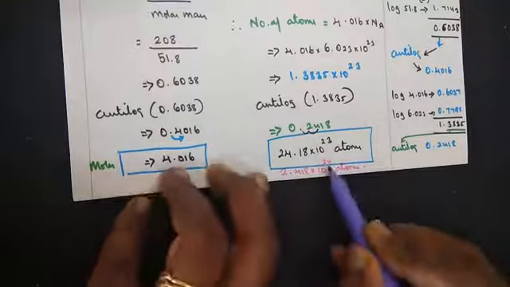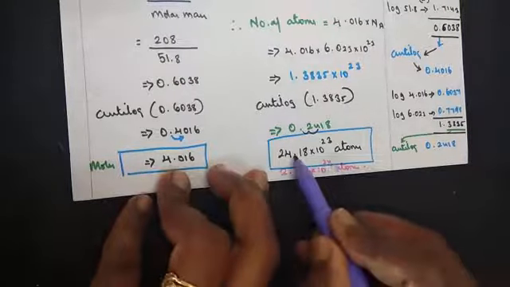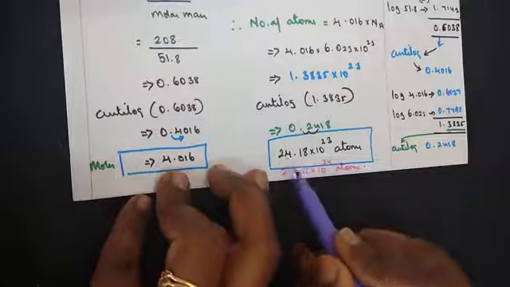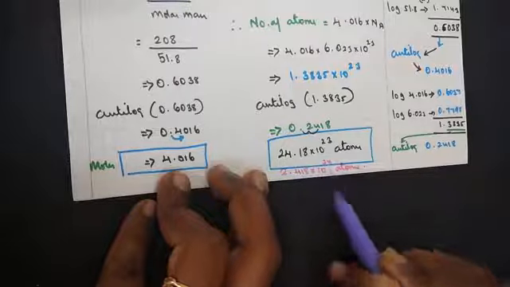Sometimes they can be given in terms of 24, 10 to the power 24. Nothing, you move one place value in front here. So the answer becomes 2.418 into 10 to the power 24 atoms.